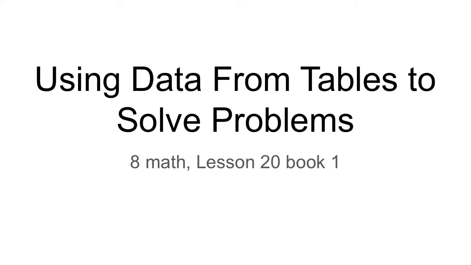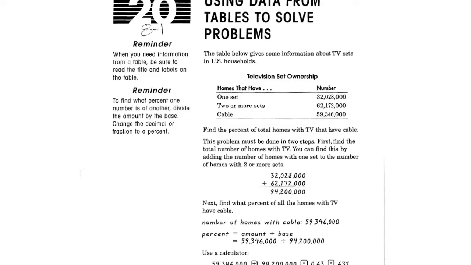All right, 8th grade math. This is lesson 20, using data from tables to solve problems. We have 2 reminders that go with this lesson. When you need information from a table, be sure to read the title and labels on the table. Also, to find what percent one number is of another, divide the amount by the base. Change the decimal or fraction to a percent.